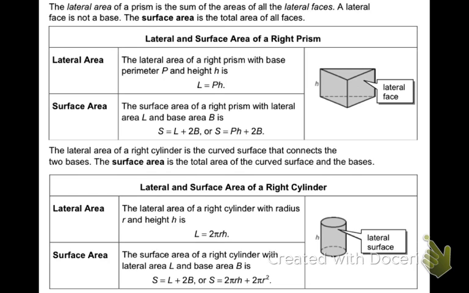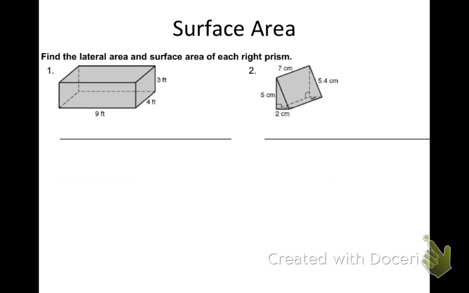So we talked about the lateral area. Remember, lateral area is the perimeter times the height. It's the area around the outside. And then the surface area is the lateral area plus the area of the bases, so plus the areas of the top and the bottom. Cylinder, same thing. Find the lateral area, which is the circumference times the height. And then surface area, the area of the circle is the top and bottom.